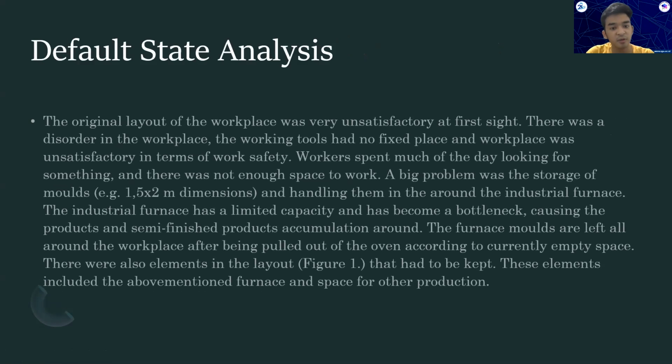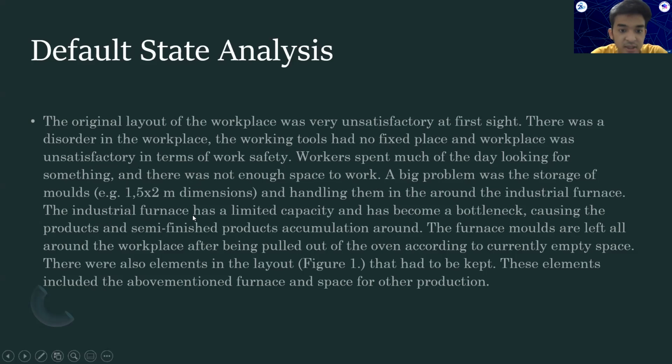And then the default state analysis. The original layout of the workplace was very unsatisfactory at first sight. There was disorder in the workplace. The working tools had no fixed place, and the workplace was unsatisfactory in terms of work safety. Workers spent much of the day looking for something, and there was not enough space to work. A big problem was the storage of molds and handling them around the industrial furnace.